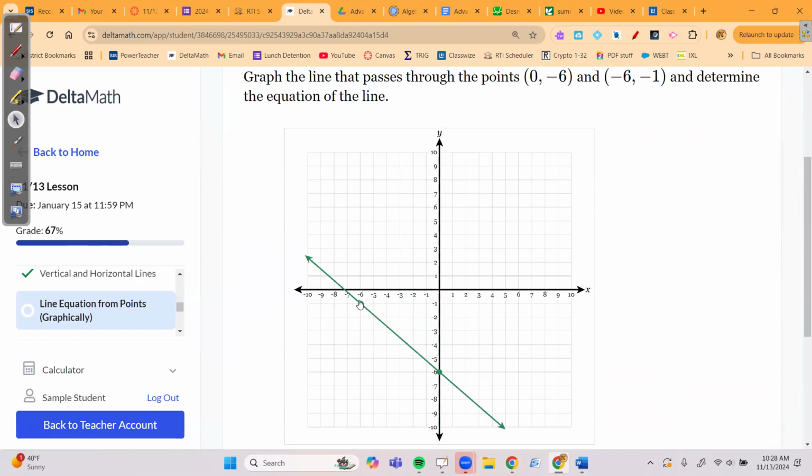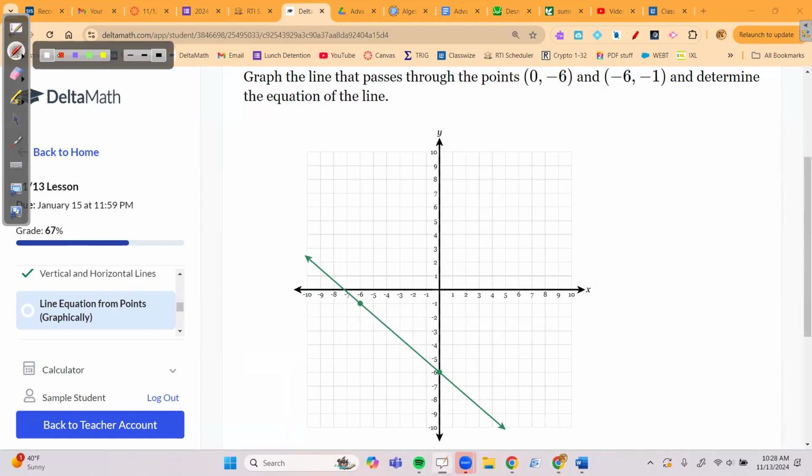And then look at this. You click the points and Delta makes a graph. Boom. And then all you got to do is write the equation. So based on what you learned about 10 or 15 minutes ago about y equals mx plus b, what would you say is the equation of this line?